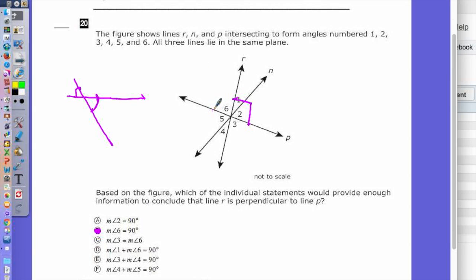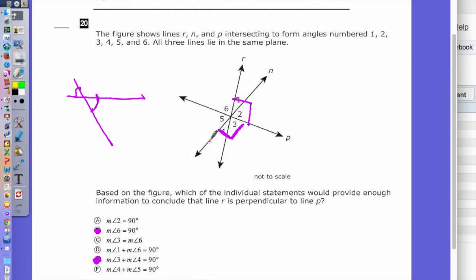If 1 plus 6 are congruent, are 90, then all you're proving is N and P are perpendicular, not R and P. 3 and 4. If the measure of angle 3 plus the measure of angle 4 add up to form a right angle, then you're creating a right angle at the intersection of P and R, so they are perpendicular.